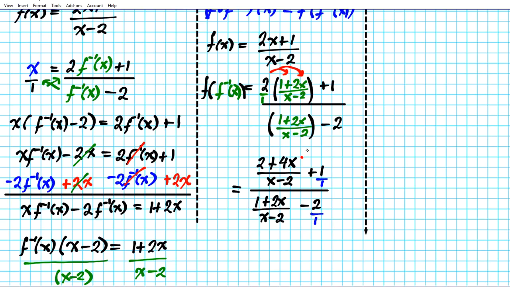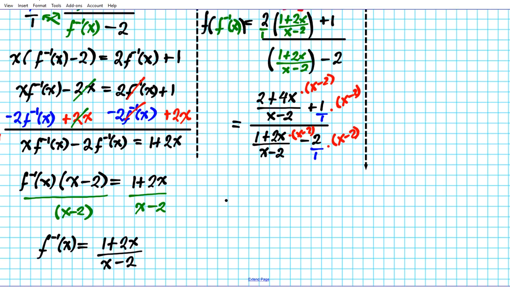So we're going to proceed to multiply every single term by x minus 2. So this will multiply by x minus 2. And then we'll multiply this by x minus 2. Multiply this by x minus 2. And then we'll multiply this also by x minus 2. Let's go ahead and simplify. Observe how this complex fraction becomes a simple fraction.